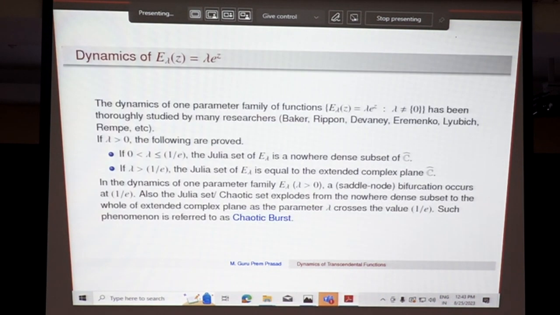To simply explain, as I already told, this is the exponential function, lambda times e power z. It has only one asymptotic value, 0. So the forward orbit of 0 goes to a basin of attraction, and hence for 0 less than lambda less than 1/e, the Julia set becomes a nowhere dense subset. For lambda greater than 1/e, the Julia set becomes the extended complex plane. This phenomenon we call a chaotic burst.